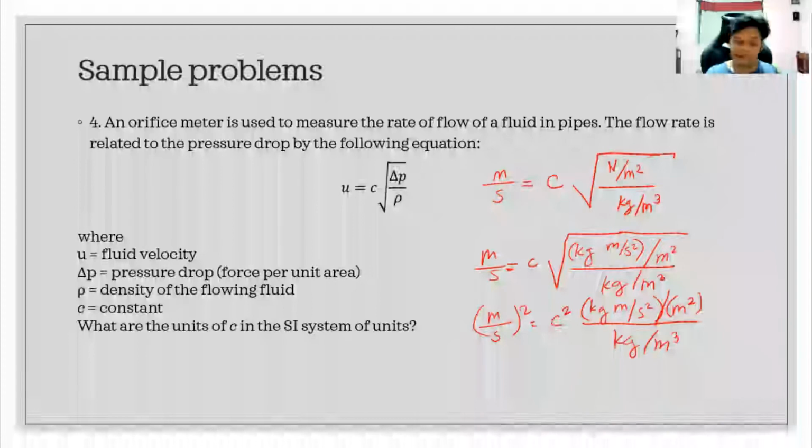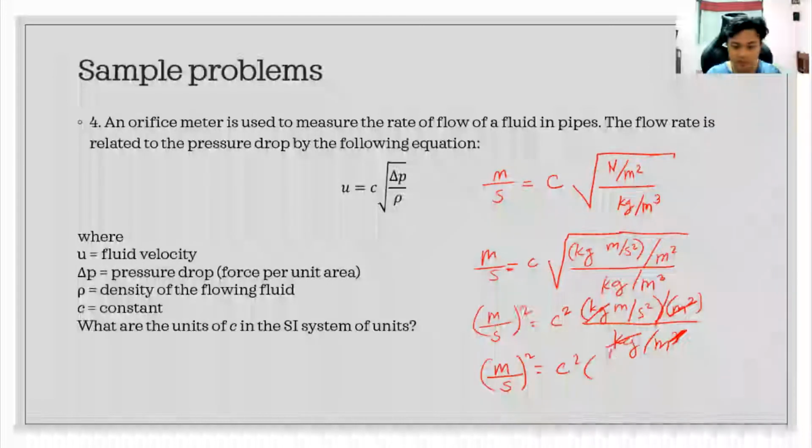So now we can cancel, right? So cancel, and then the meters here will also be cancelled here, and what remains is this. This will be cancelled also. So we can see the final units, c squared.